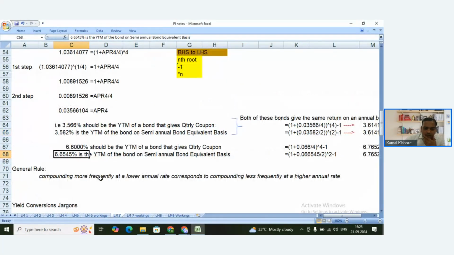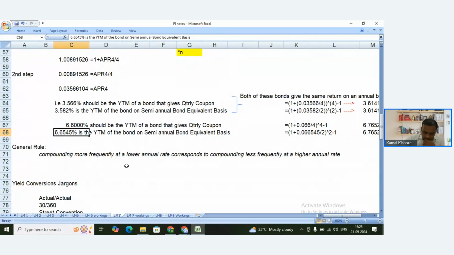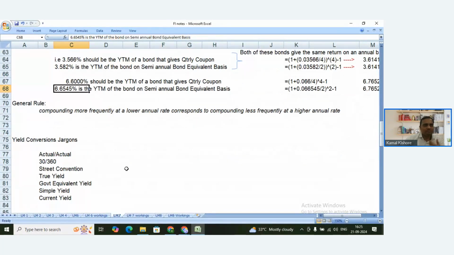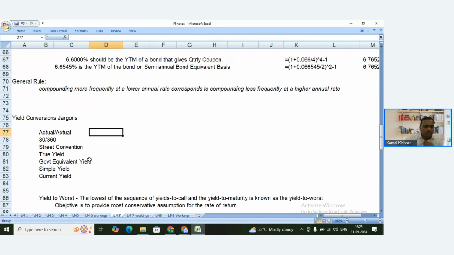Okay. Now, once you have got an understanding, look at some jargon. Different types of days will come. First thing, different types of conventions. Actual means 365 days and the actual number of days. Then the other convention is 360 days. Street convention.